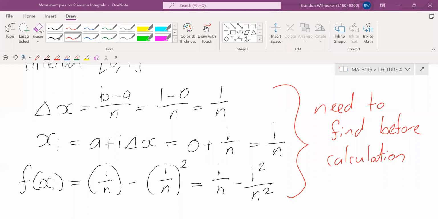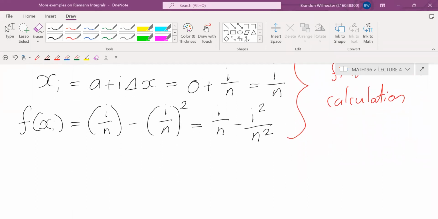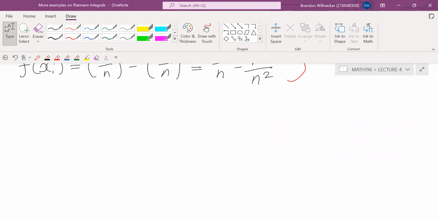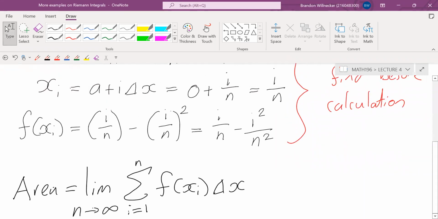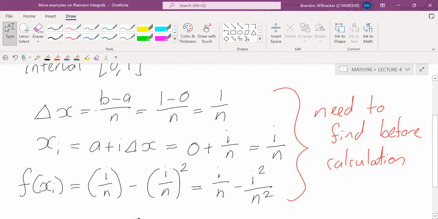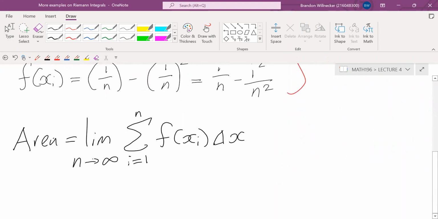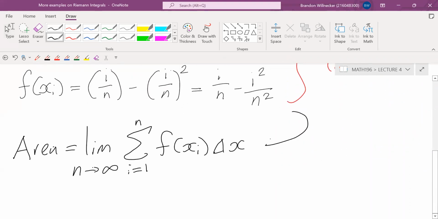Okay, so let's do the proper calculation now. So we want to find the area. So the area is equal to the limit as n goes to infinity of the sum from i equals 1 to n of f of x_i delta x. Okay, so you see that's why we found these things before over here. So we do all the stuff before, and then we can just substitute into here. So it makes things a bit easier for us.